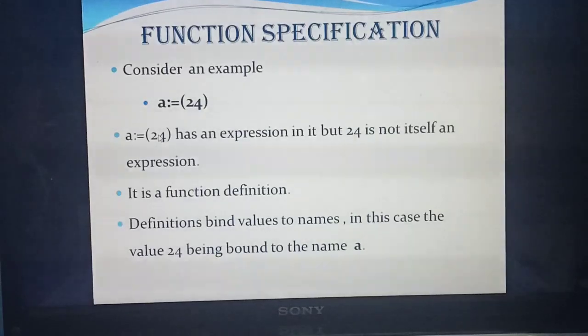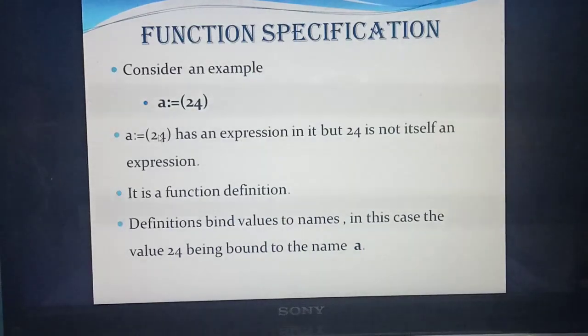Like this, or x square plus y square equal to 10, or a square plus b square equal to z square. Likewise, any such equation you can read as an equation or expression. But if you give a value alone, you cannot say it is an expression or equation. Understood this point?